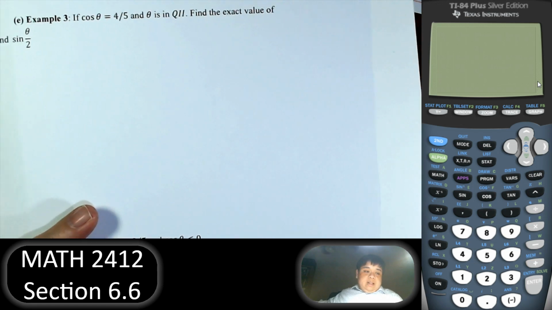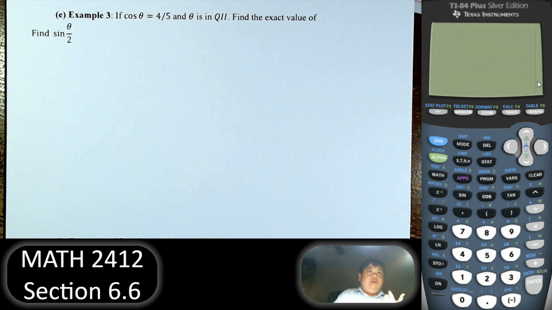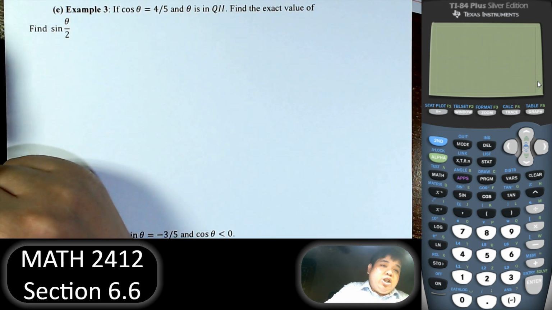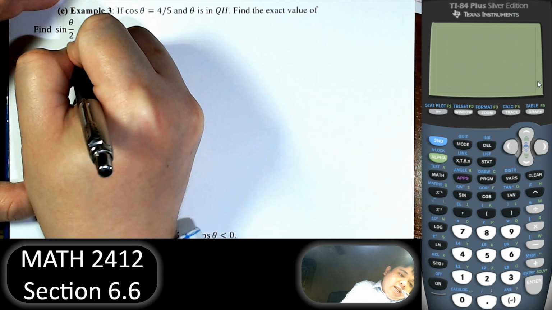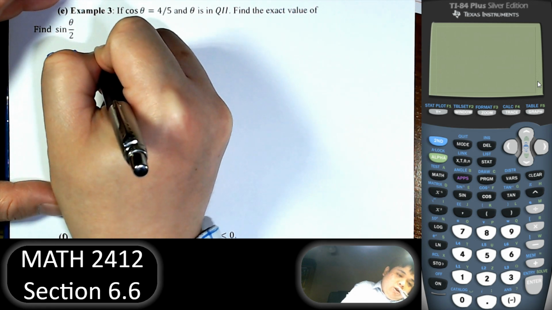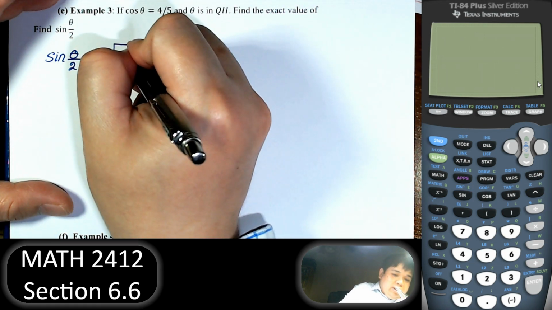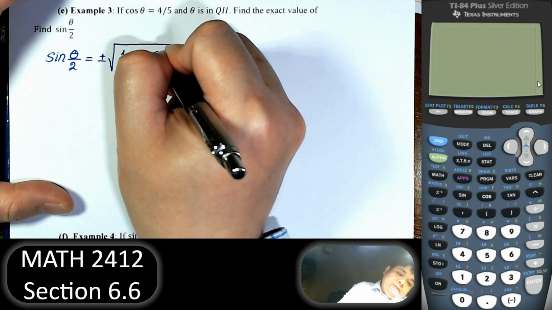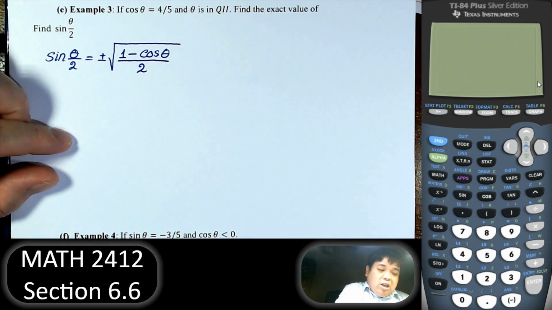Now, let's do a couple of examples of the half angle formula. If cosine theta is equal to 4 over 5, find sine of half of the angle, given that theta is in quadrant 2. So let's start with the formula first. Sine of half of the angle is equal to plus or minus square root of, just like power reducing, if it's a sine, it will subtract cosine of the whole angle, over 2.